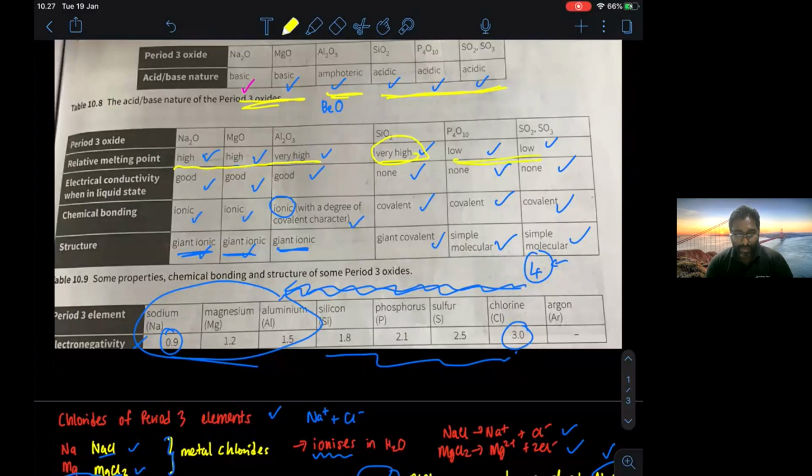Electrical conductivity increases because they have more electrons given to the clouds of delocalized electrons. But here there is no electrical conductivity. Ionic with covalent character, we will discuss this in A2, and all of them are covalent. And you see generally they form giant ionic, so all these are giant ionic, giant covalent, simple molecular.